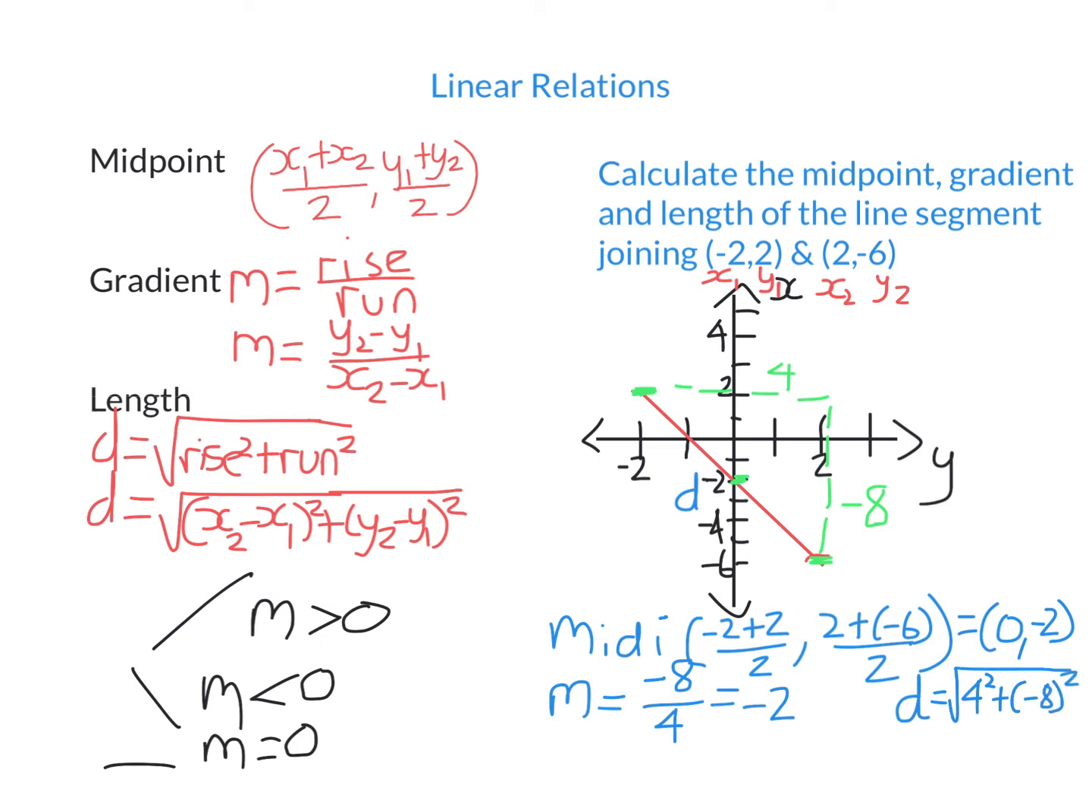So notice here that 4 was the run, negative 8 was the rise. It's the square root of run squared plus rise squared. So putting this in our calculator, we get square root of 80, which is about 8.94 or 8.9 units. When you're calculating the length of a line segment, just write units rather than centimeters or anything like that.